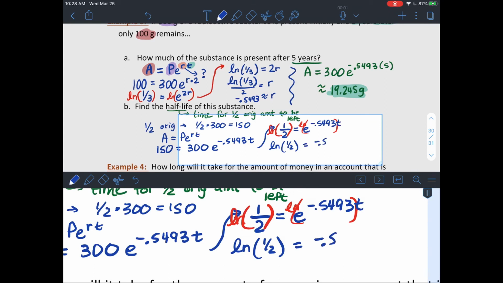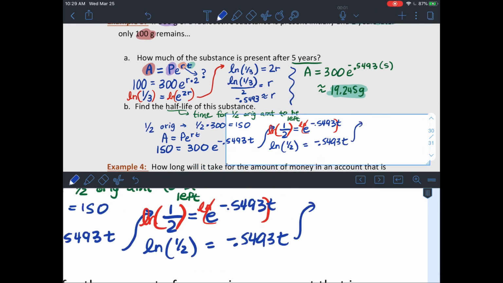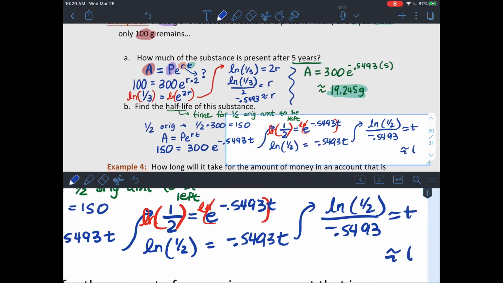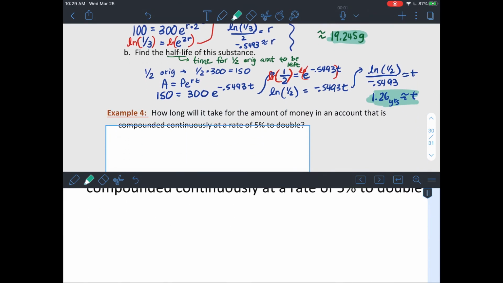But anyways, if you solve your equation, you're going to end up with, it takes a lot of time to write things down here, approximately, for my half-life, 1.26 years to get down to half of my original. All right, I'm going to have you guys try this one.